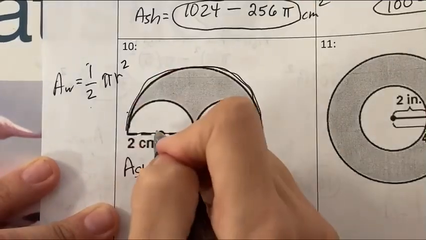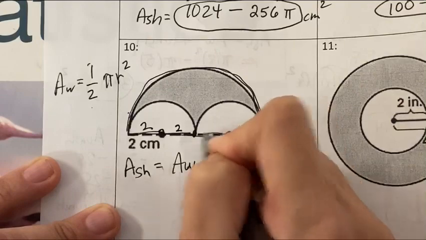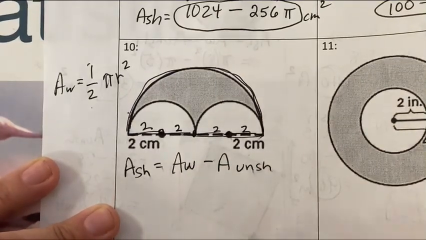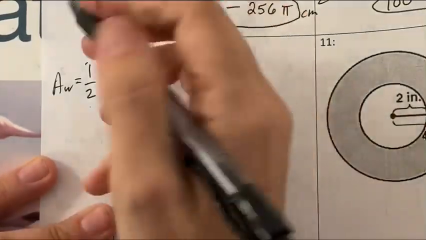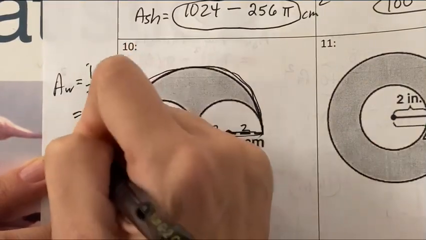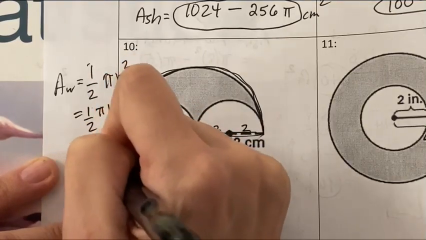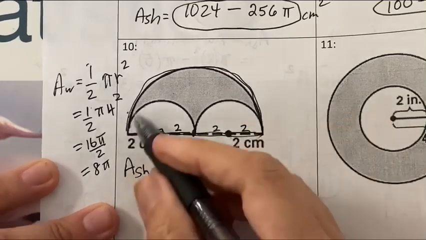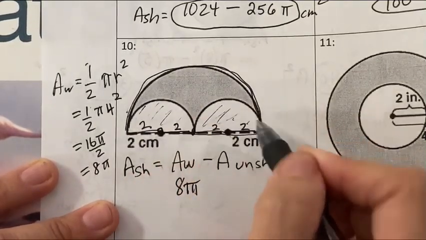So what is my radius? They're saying this distance is 2, and so this distance would also be 2, and this would be 2, and that would be 2. So what is the radius of this half of a circle? That would be 4. So the area of my whole thing is 1/2 pi 4 squared. That'd be 16 pi over 2, or 8 pi. So my whole thing is 8 pi. And now I'm going to cut out this unshaded part.